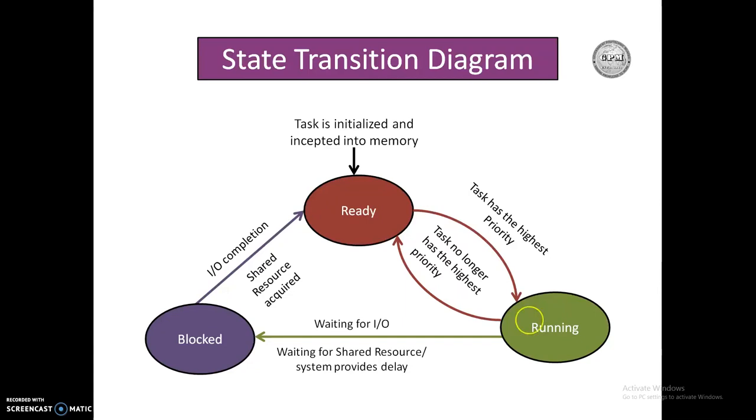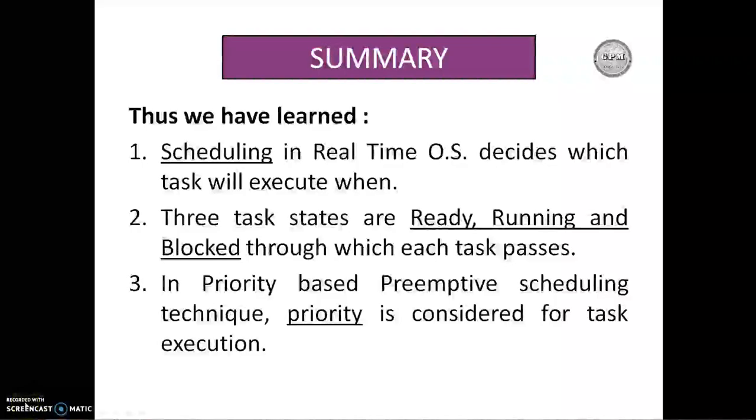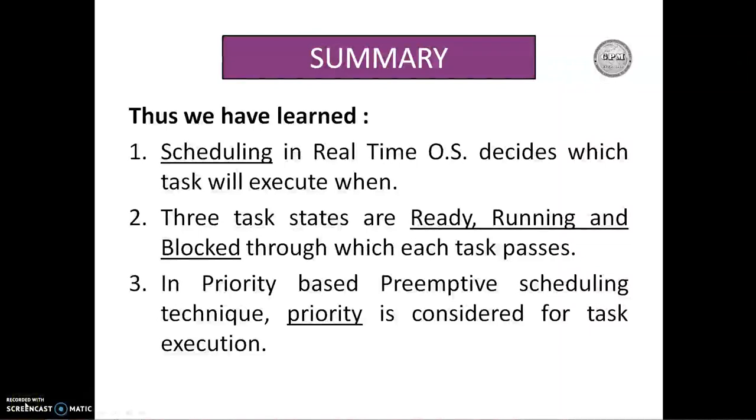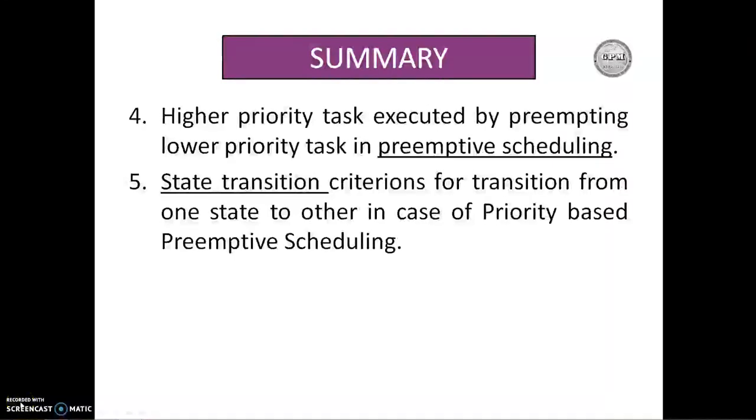So this is the state transition diagram in which we are showing the complete flow of each task from one state to another. This is just to summarize what we have learned in this module: scheduling, task states, priority-based preemptive scheduling, and criteria for transition from one state to another.